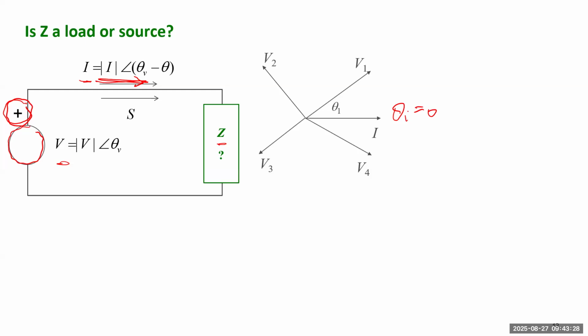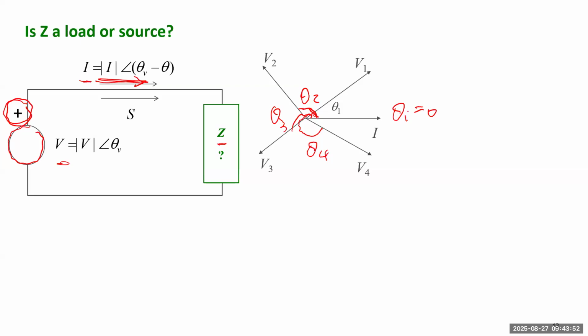So if it's the second quadrant, this is theta 2, right? And this is theta 3. And theta 4 will be all the way here. So theta can change from 0 to 360 degrees.